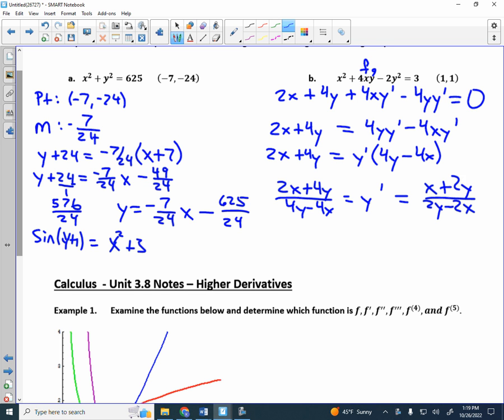Plug in the 1s. So look at what happens when I plug in 1. In the top, I get 1 plus 2, which is 3, and in the bottom, you get 2 minus 2, which is 0. What does it mean if you're dividing by 0? It is undefined. What kind of slope is undefined? A vertical line. A vertical line has an equation of x equals or y equals? X equals. So the equation for this line is x equals, and what's the x value it passes through? 1.